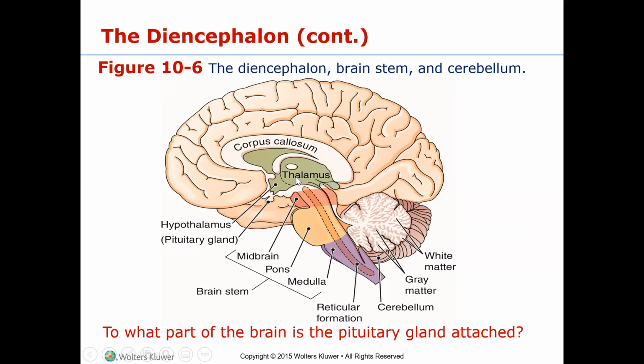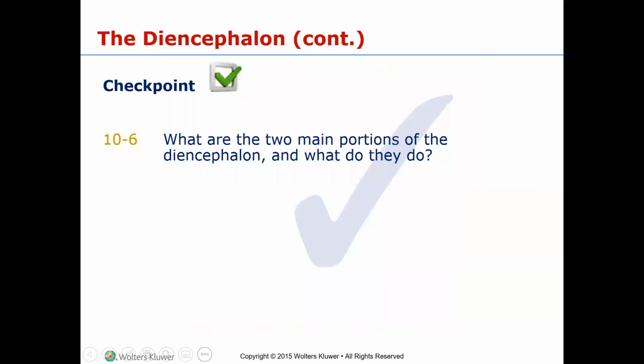Then coming down, this would be a longitudinal cut, dividing it into two parts. And this would be the brain stem itself, which is divided into the midbrain, the pons, and the medulla oblongata. And there's your cerebellum. So to what part of the brain is the pituitary gland attached? The pituitary gland is attached to the hypothalamus.